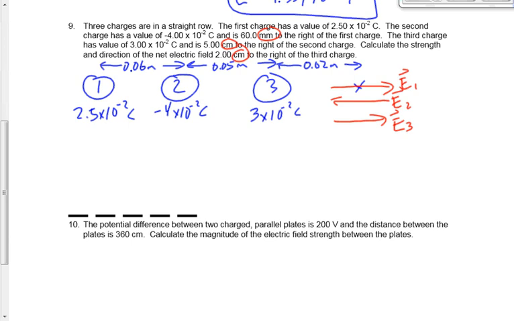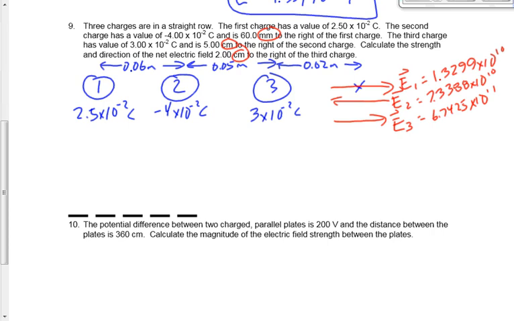When we do calculate them, E1 is going to work out to be 1.3299 times 10 to the 10. E2 is going to be 7.3388 times 10 to the 10. And E3 is going to be 6.7425 times 10 to the 11 newtons per coulomb.